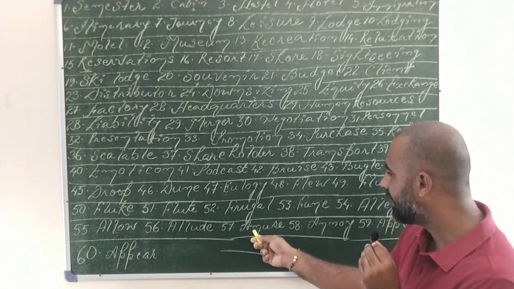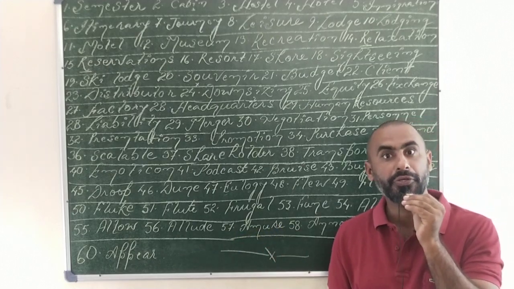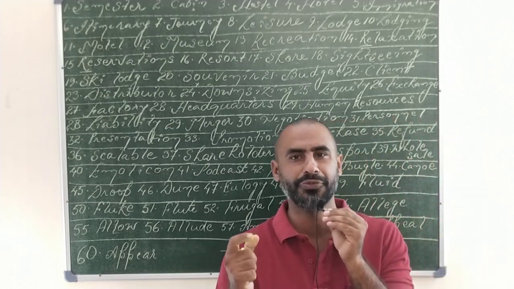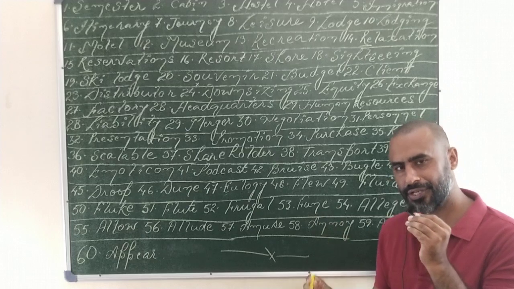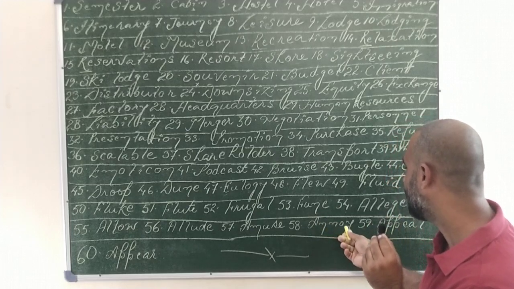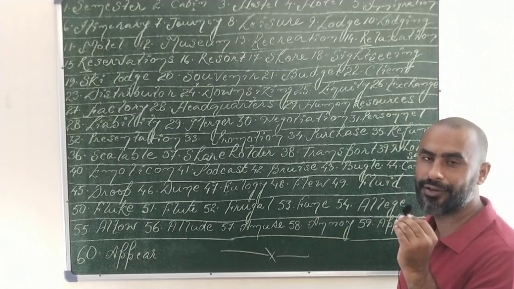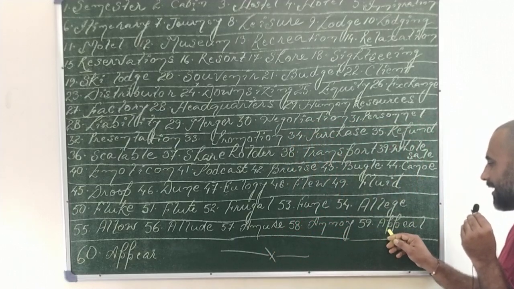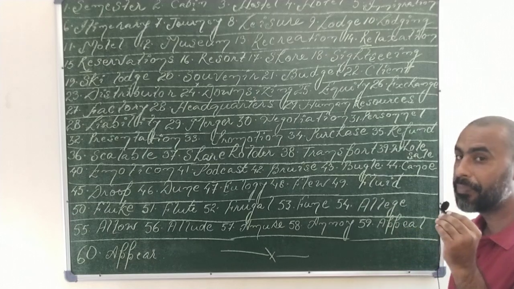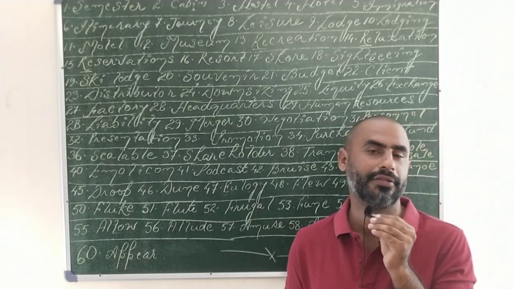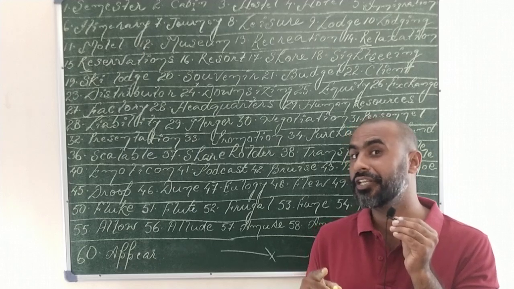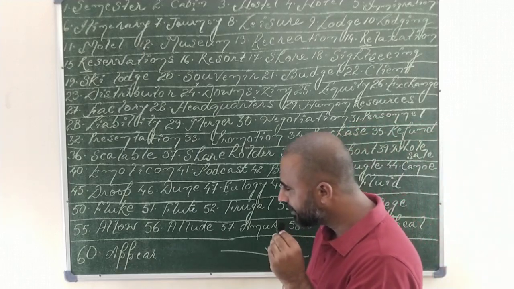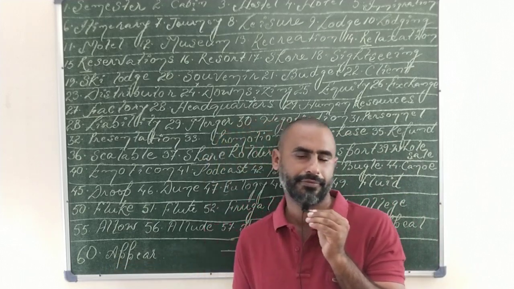Number 57, A-M-U-S-E. It's amuse. And if you add M-E-N-T, the word's pronunciation will be amusement. So it's amuse. Okay. Next. A-N-N-O-Y. Annoy. Annoy. Right. Okay. Number 59. A-P-P-E-A-L. Appeal. Appeal. Not appeal. That is in Hindi. So you need to say this one as appeal. Right. And number 60, which we have, it's appear.